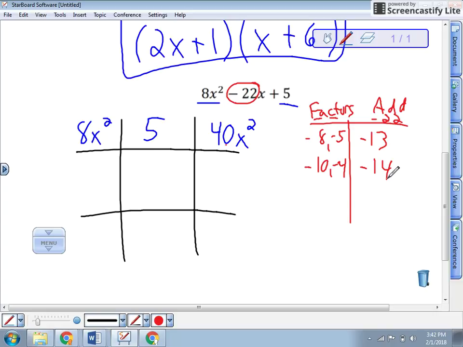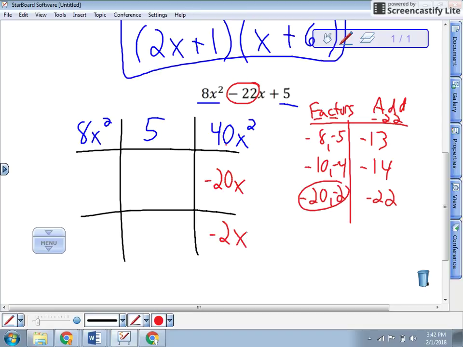What are some bigger numbers? All right, how about negative 20 and negative 2? Negative 20 times negative 2 is positive 40. It does add up to negative 22. That's what we want. So these are our two numbers. So these go here. Remember, negative 20x and negative 2x.